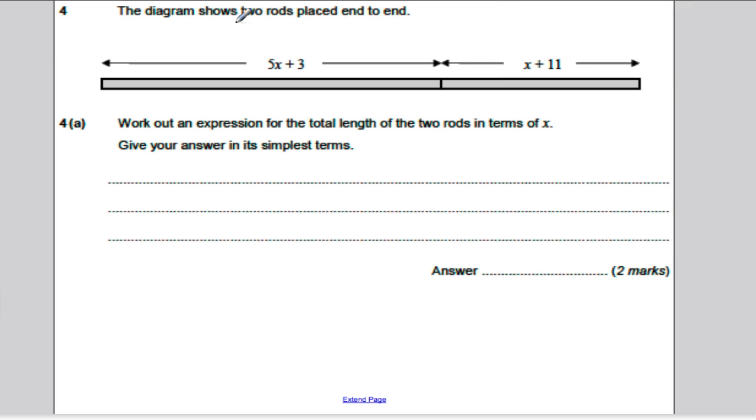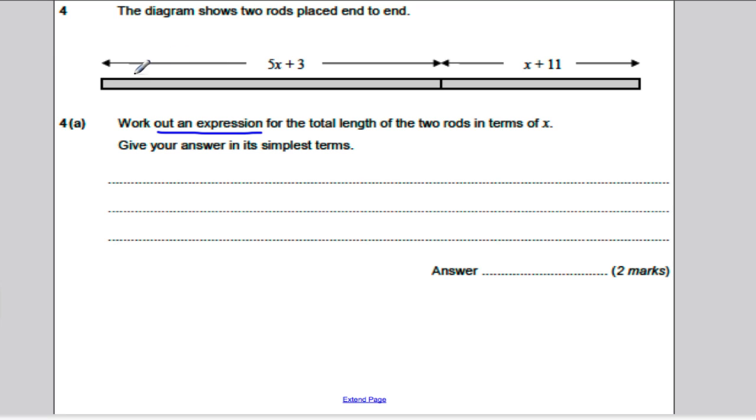Question 4. The diagram shows two rods placed end to end. This rod has length 5x plus 3. This rod has length x plus 11. Work out an expression for the total length of the two rods in terms of x.